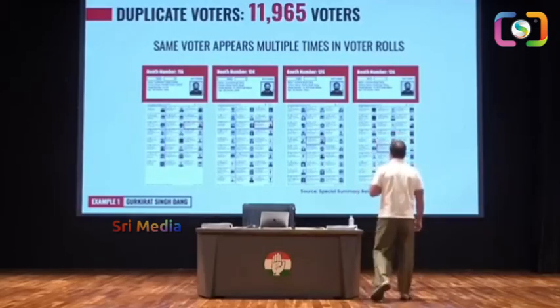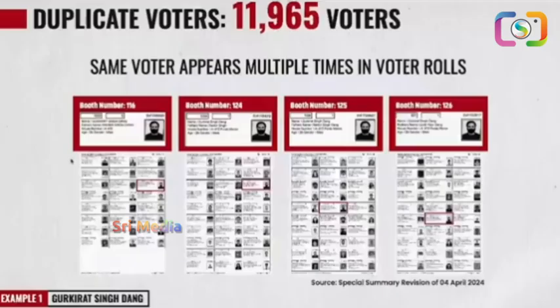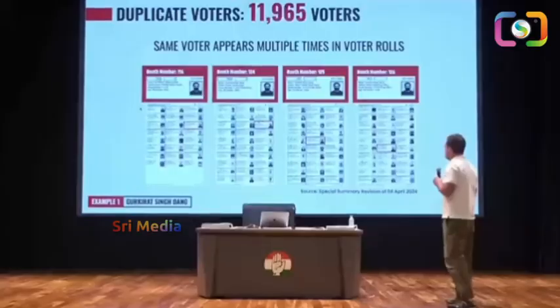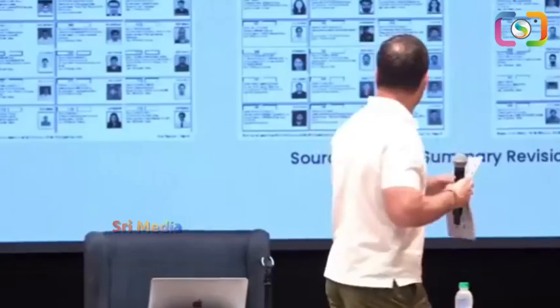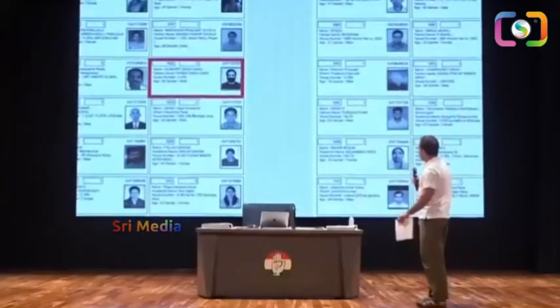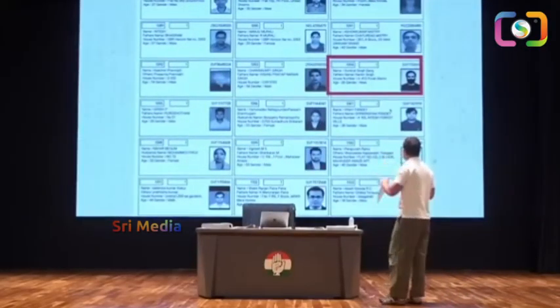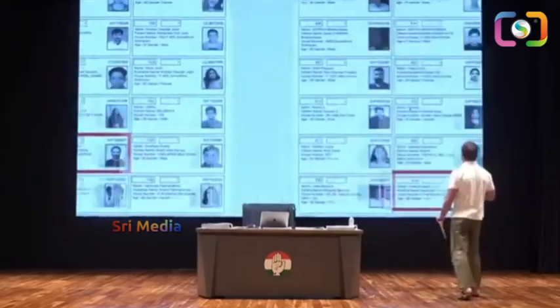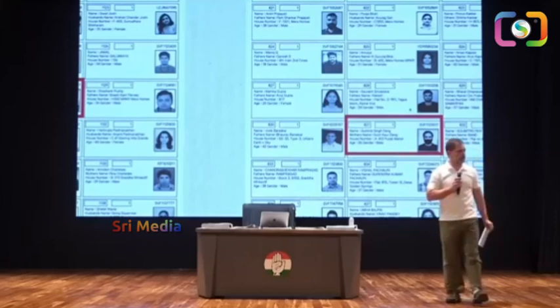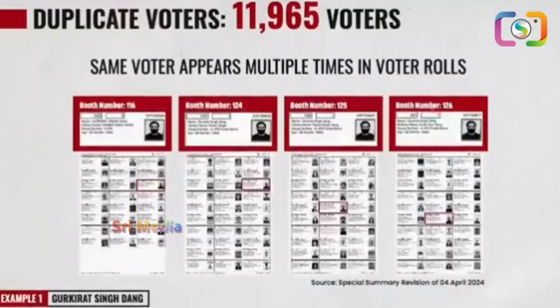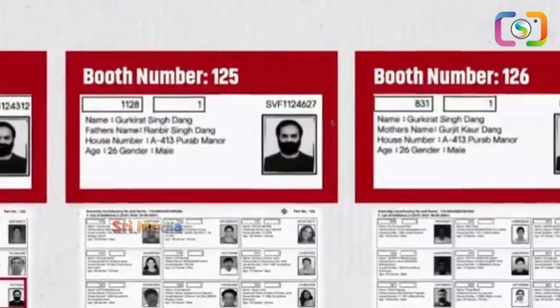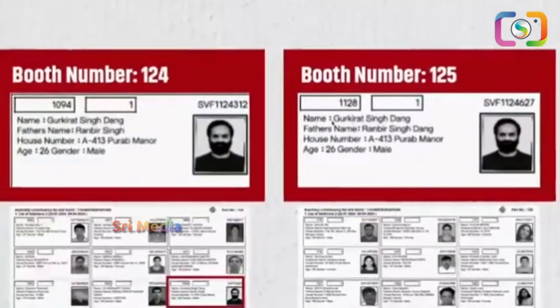Here is duplicate voter. There are 11,965 voters of this type. This is a gentleman called Gurkirat Singh Dang. Here he is. Can you zoom in? Gurkirat Singh Dang appears once, twice, 3 times, 4 times, in 4 different polling booths in the constituency. He is the same name, the same address, the same person, in 4 different polling booths. And this is not just one person, this is thousands of people in one assembly.